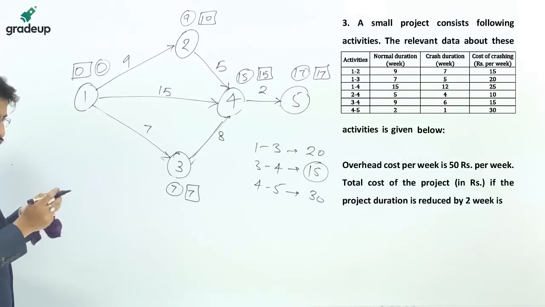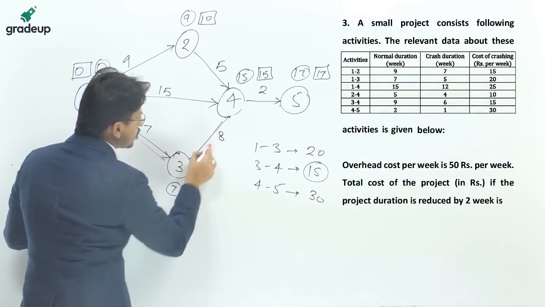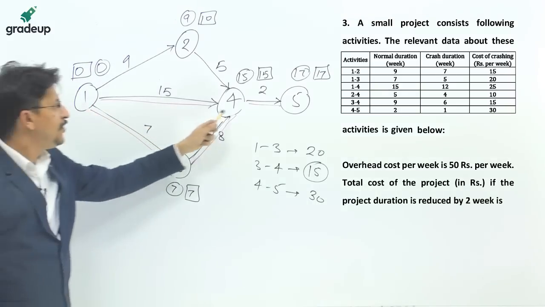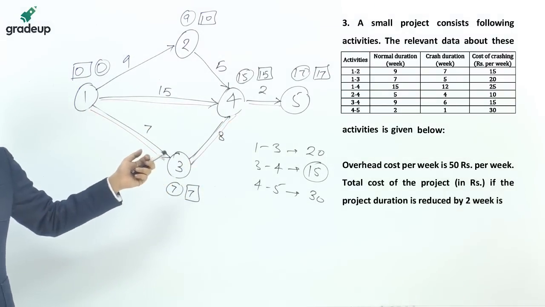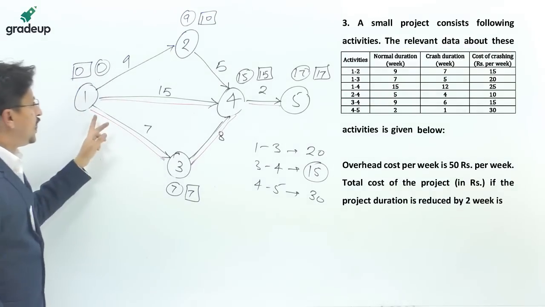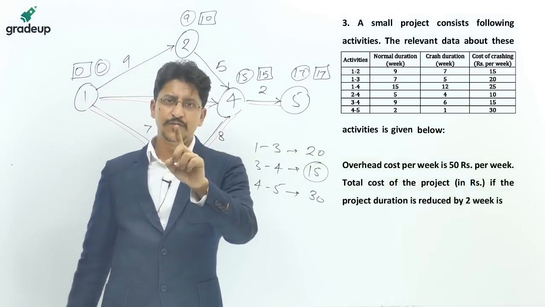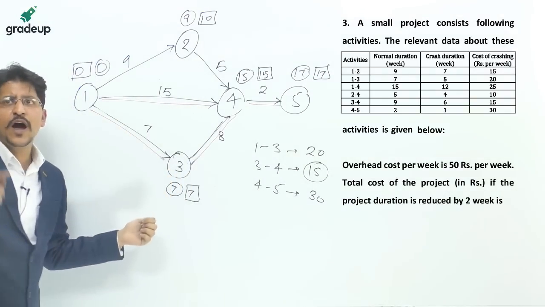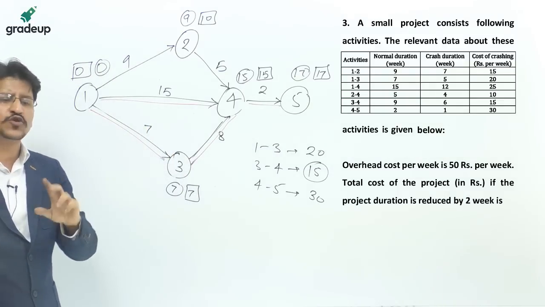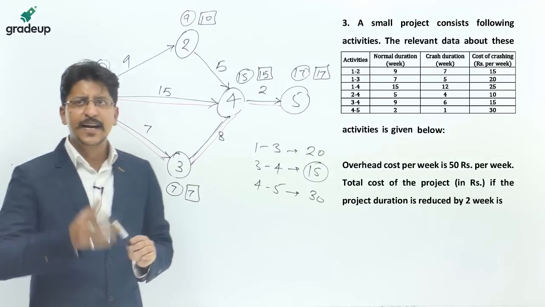Now there are two critical paths that we have created. One is the original critical path, but one more critical path has been created now: 1, 4 and 4, 5. That is also a critical path. Now, the project has been crashed only once by 1 week, but the question says you have to reduce the project duration by 2 weeks. So for that, what will you do? Now you will find out such activities along.